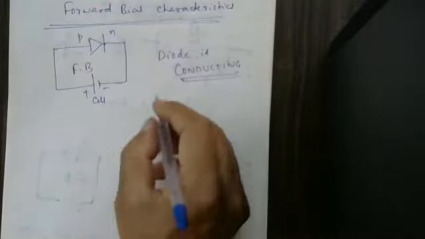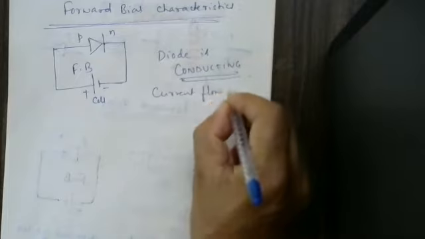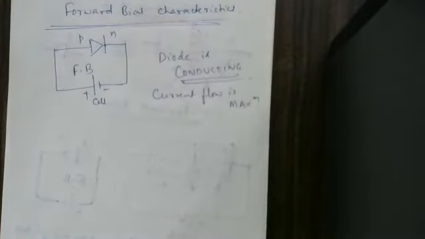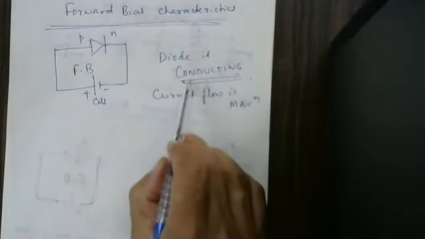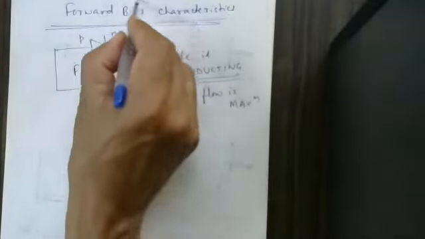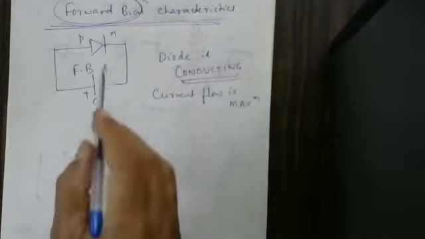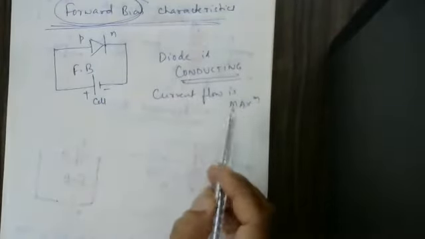Current is flowing. Current flow is larger or maximum. There is a maximum current flow that takes place here. Therefore, for all practical purposes, we are going to say the diode is conducting, when it is under forward bias. If it is under forward bias, then the diode is conducting and current flow is maximum.